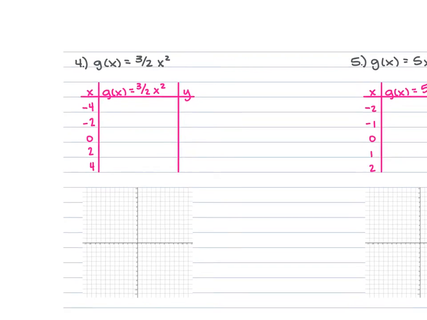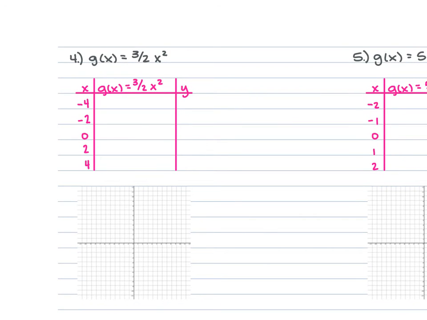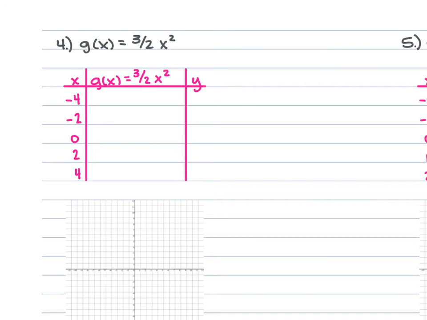For number 4, we're given g of x is equal to 3/2 x squared. We're going to use negative 4, negative 2, 0, 2, and 4 for this one. So we're going to have 3/2 times negative 4 squared, which is 3/2 times 16. 16 divided by 2 is 8, times 3 is 24.